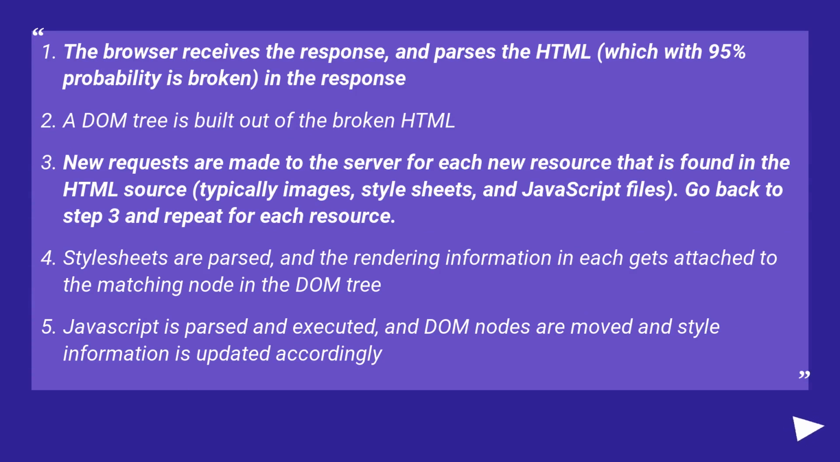New requests are made to the server for each new resource that is found in the HTML source, typically images, style sheets, and JavaScript files. Go back to step 3 and repeat for each resource. Style sheets are parsed, and the rendering information in each gets attached to the matching node in the DOM tree. JavaScript is parsed and executed, and DOM nodes are moved and style information is updated accordingly.